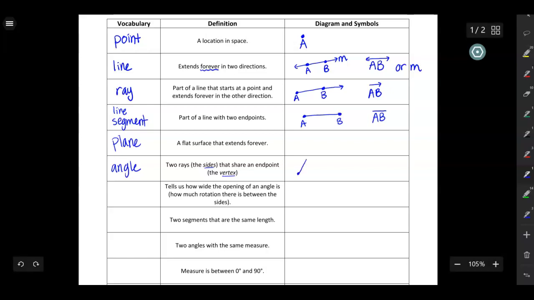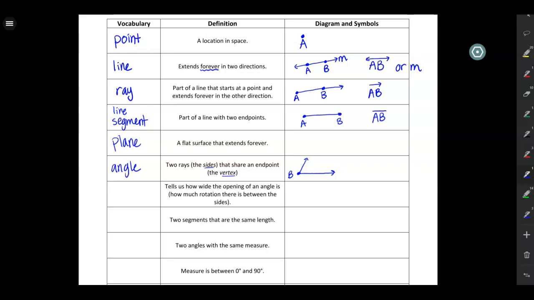So let's take a look at what that will be. So I'm going to have 1 ray. I'll label that point right there B, and then another ray. And that is an angle. So I have 2 rays, and they share that endpoint of B.